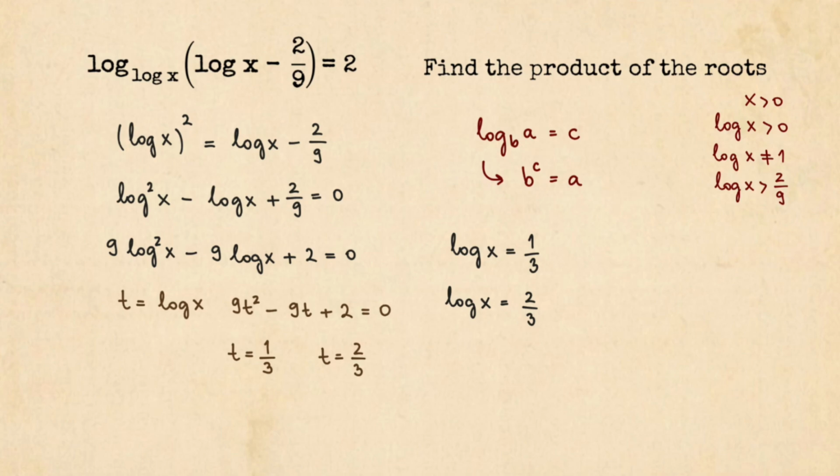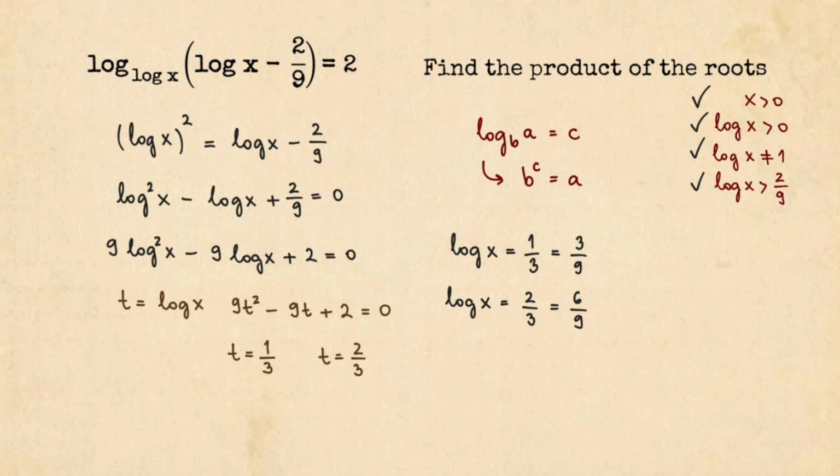Let's look back at our restrictions. We will definitely get an x greater than 0 in the next step, so that won't be a problem. Our log x values are also valid. We have two positive numbers, 1/3 and 2/3. They are not 1, and they are both greater than 2/9.